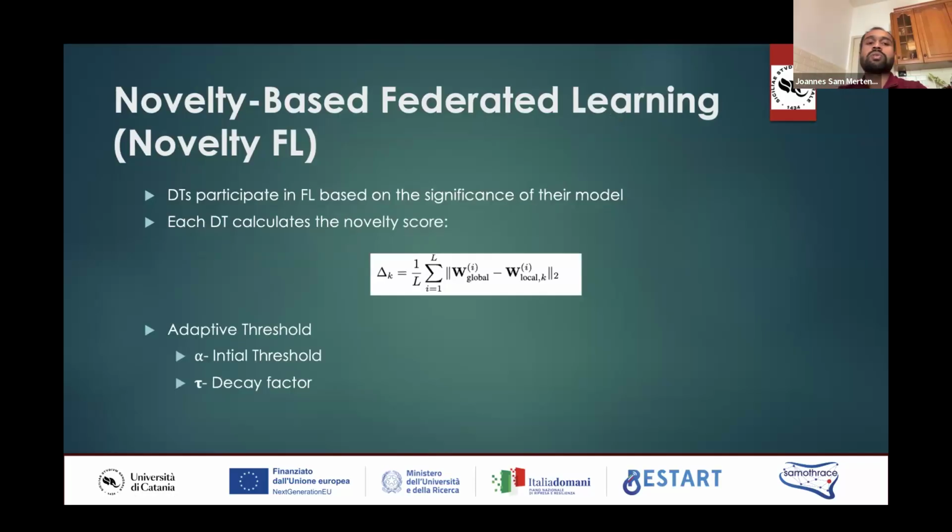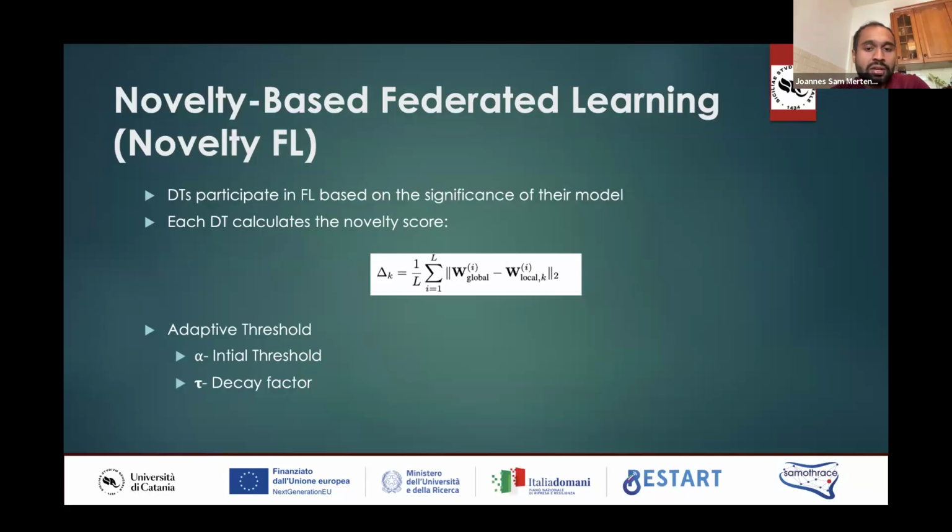And another approach we were comparing with was the novelty-based federated learning. This considers the novelty. We calculate the difference between the global model and the local model. The global model is the model that was updated and sent from the aggregator in federated learning, and the local model is what you have after training the global model. When you see the difference, it shows the novelty.